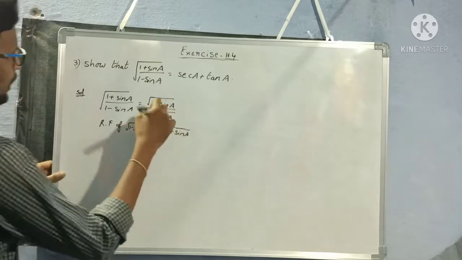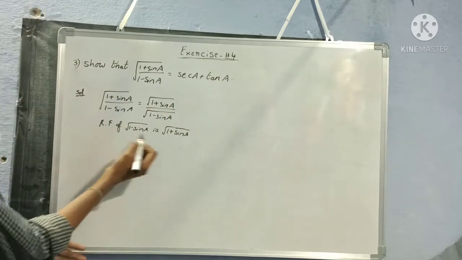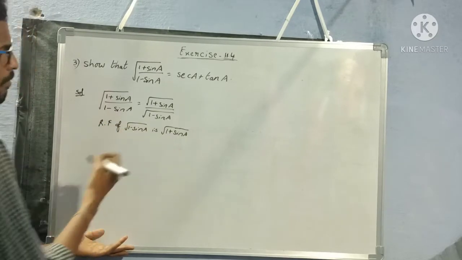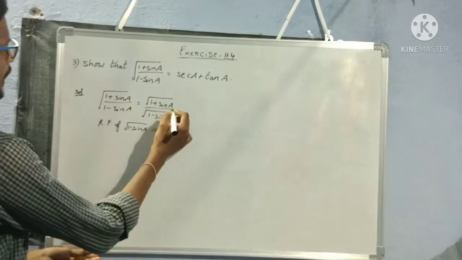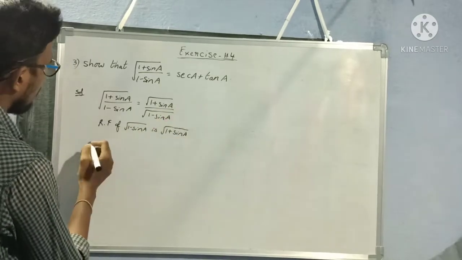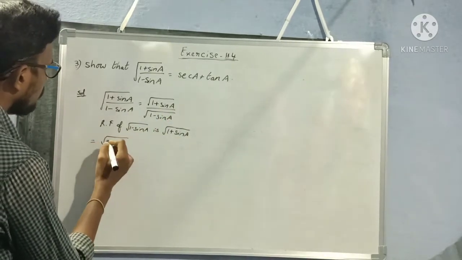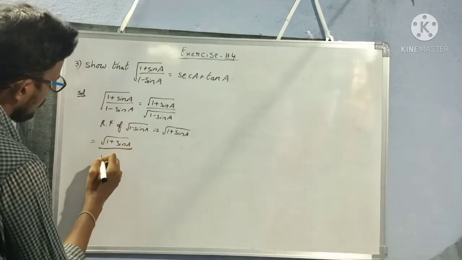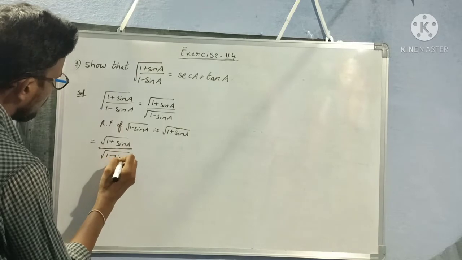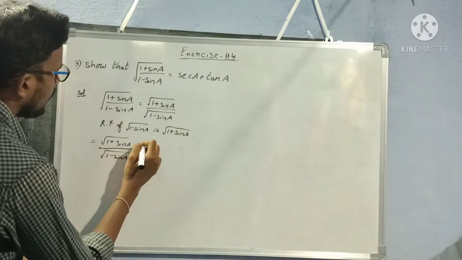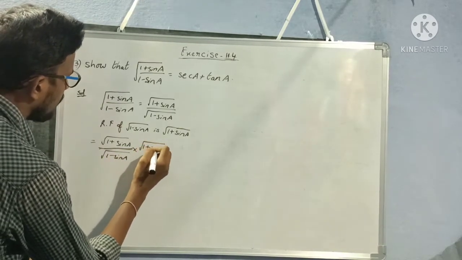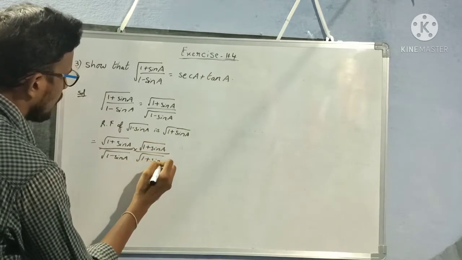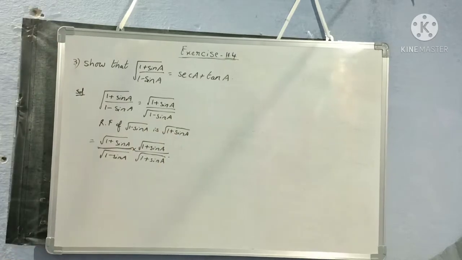So first we have to rationalize the denominator. For that sake we need to take the rationalizing factor. Now I have to multiply the rationalizing factor in both numerator and denominator. So that is equal to square root of (1 plus sin A) by square root of (1 minus sin A) into, both numerator and denominator I have to multiply with the rationalizing factor, so square root of (1 plus sin A) into square root of (1 plus sin A). I hope up to here everybody understood.